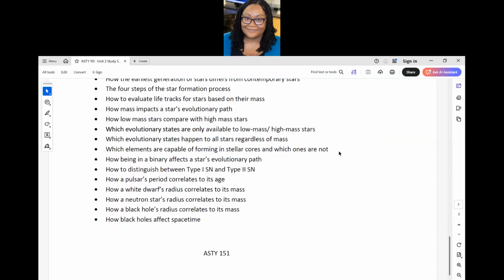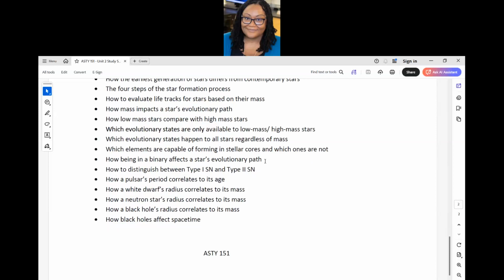Which elements are capable of forming in stellar cores and which ones are not. So for low mass stars, we know the end of the road is when their cores fill with carbon because they simply don't have enough mass to compress down to fuse the carbon into anything more massive. For high mass stars, the end of the road is iron because it would cost that star energy to turn the iron into anything else.